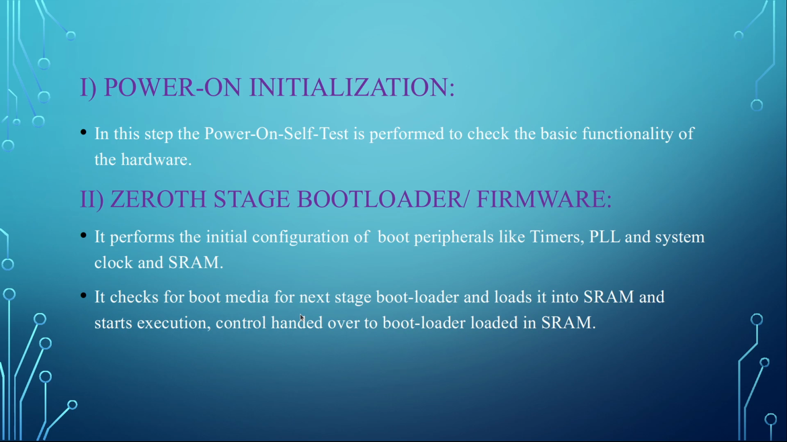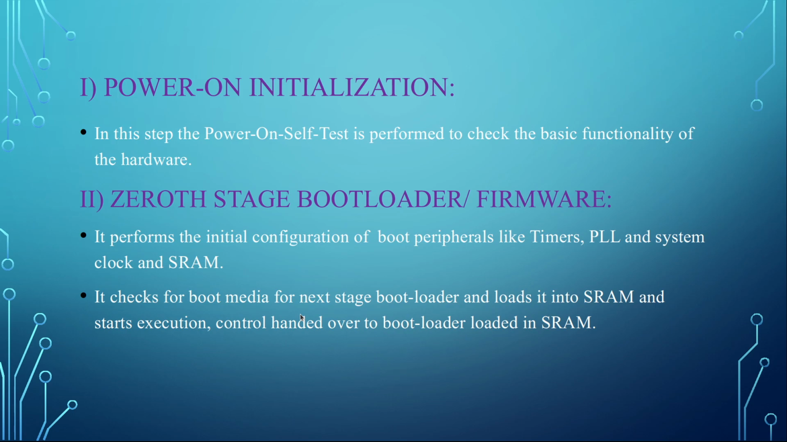So next one is zeroth stage bootloader, which is also called as firmware. What it will do is it performs the initial configuration of all the boot peripherals. Boot peripherals means things like timers, phase lock loops, and the system clocks, SRAMs, DRAMs, everything. It will initialize everything and it will configure everything. After that, it will check for a boot media for the next stage bootloader.